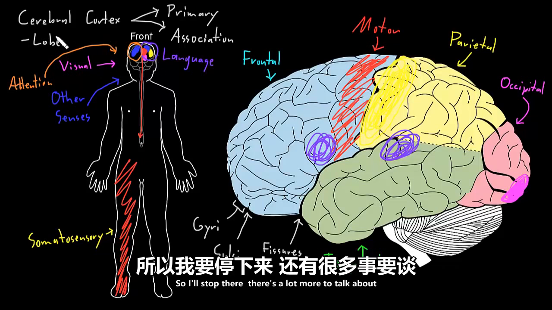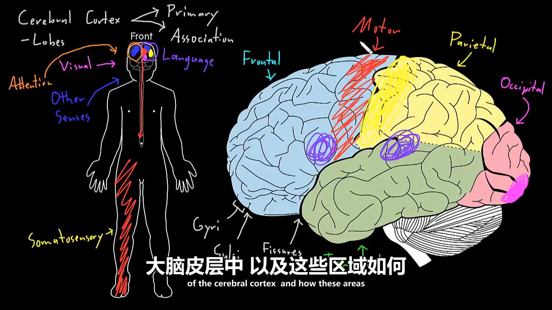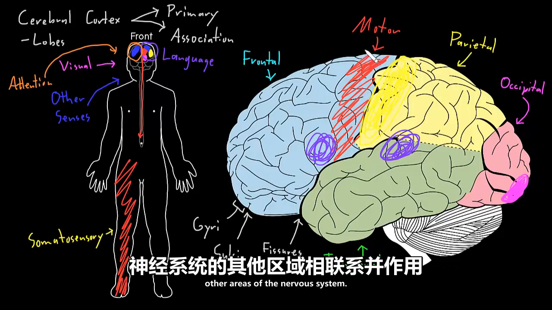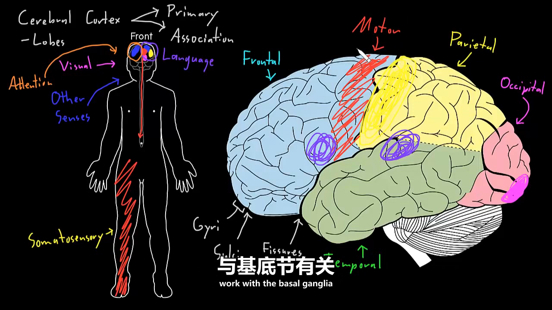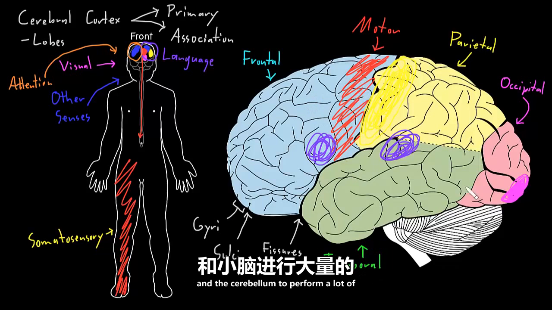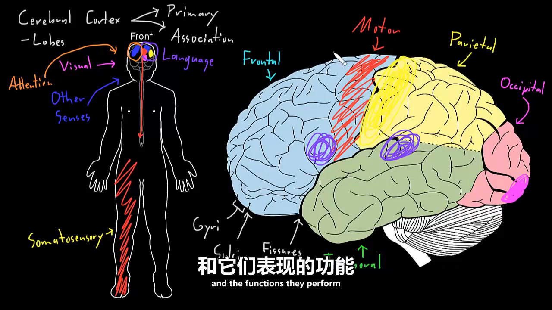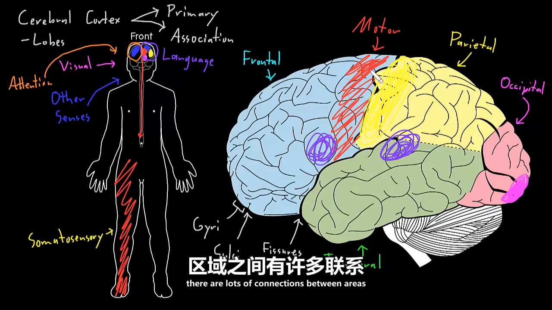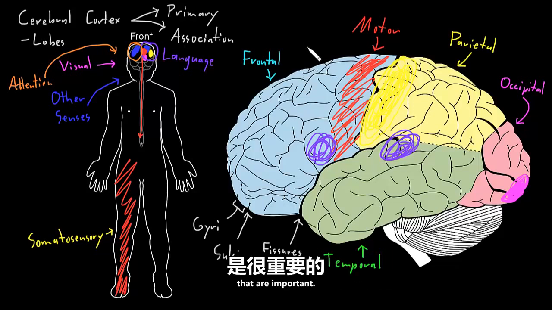So I'll stop there. There's a lot more to talk about in terms of the structure and the function of the cerebral cortex and how these areas of cerebral cortex connect to and work with other areas of the nervous system. For example, these motor cortices work with the basal ganglia, some of those deep subcortical cerebral structures, and the cerebellum to perform a lot of different motor functions. And for almost all these parts of the cerebral cortex and the functions they perform, there are lots of connections between areas of cerebral cortex and between areas of cerebral cortex and other parts of the nervous system that are important. But I'll stop there just to give a little bit of an overview of the structure and some of the functions of the cerebral cortex.